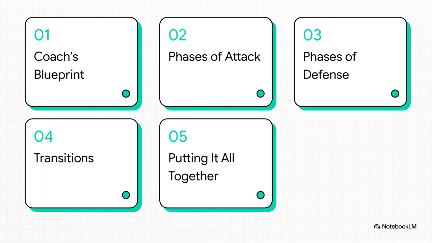So here's what we're going to do. We're going to break down that blueprint piece by piece. First, we'll look at the coach's overall plan. Then, we'll get into the nitty-gritty of how teams attack and how they defend. After that, we'll dive into those wild, chaotic moments called transitions, before we finally put all the puzzle pieces together.